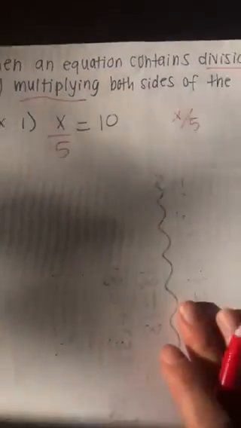In this example, I have x divided by 5 equals 10. This represents division. Sometimes, if it's on a computer, it might just have a slash, like x slash 5. Sometimes it'll look like that. That just means divide. So x divided by 5 equals 10. This is division, so in order to solve it, we need to use multiplication.